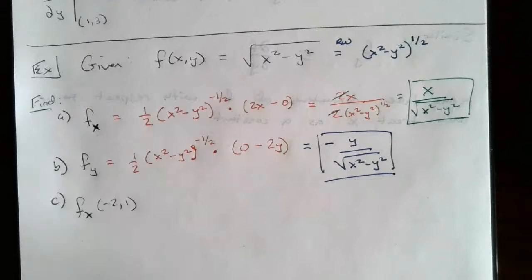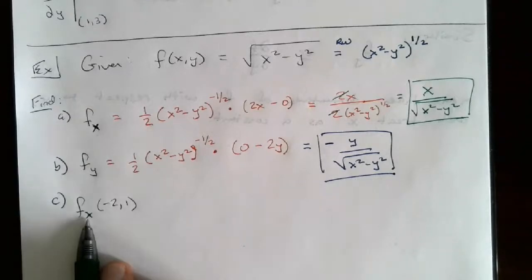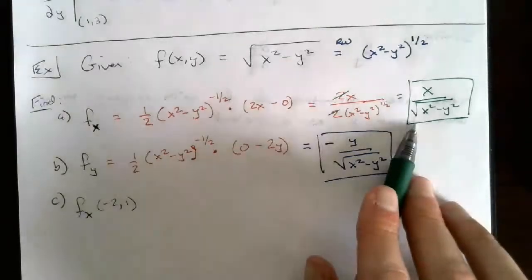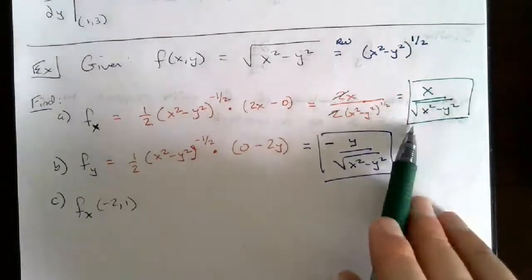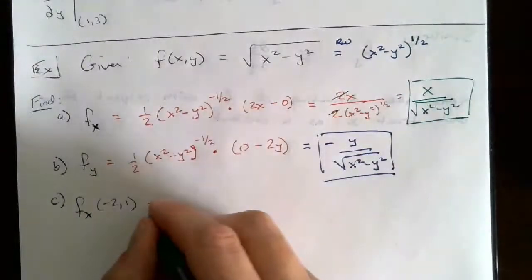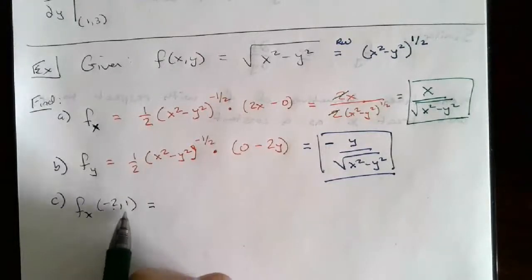Well, remember what's going on here. First, you have to take the partial derivative with respect to x. We already did it. If you hadn't already done it, you would have to do it. And we have it up here. It's x over the square root of x squared minus y squared. We're going to substitute in. Remember, this is an x value and a y value.